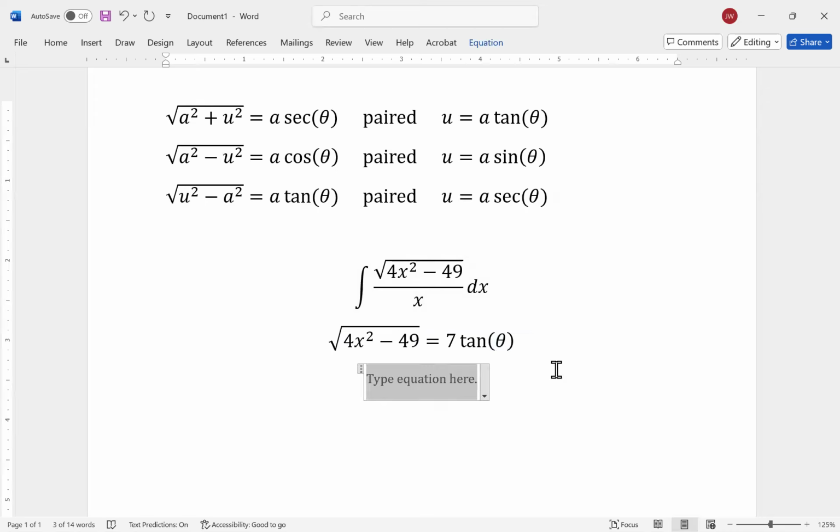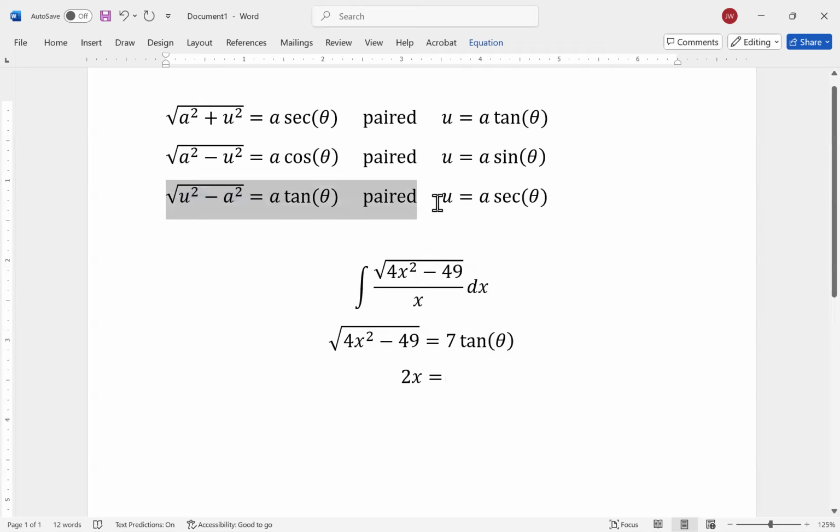And here's the step we have to realize. U here is not just x. U here is 2x because 2x squared would give you 4x squared right here. So 2x is equal to, again, we're in this third option, third on what I've written down. So we're going to get 2x is equal to 7 times secant of theta.